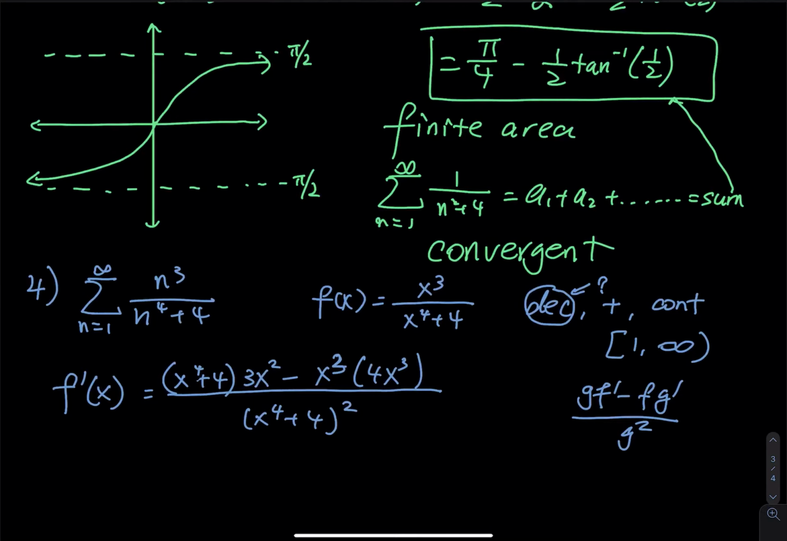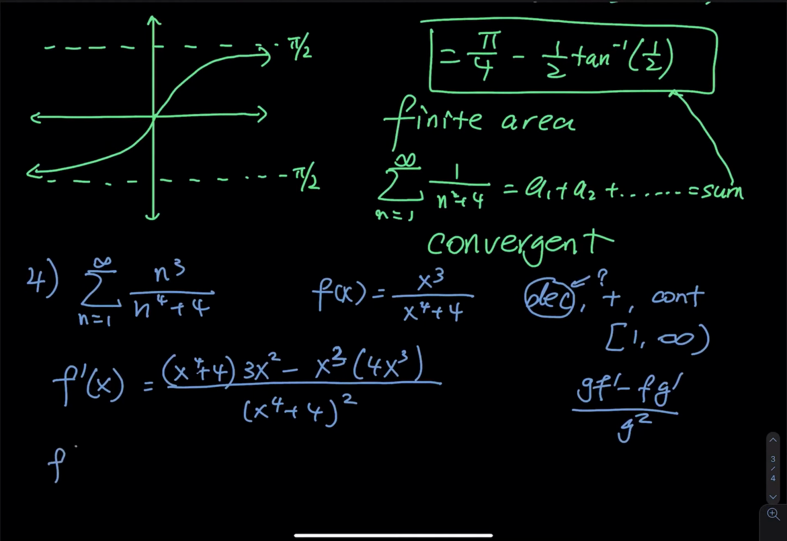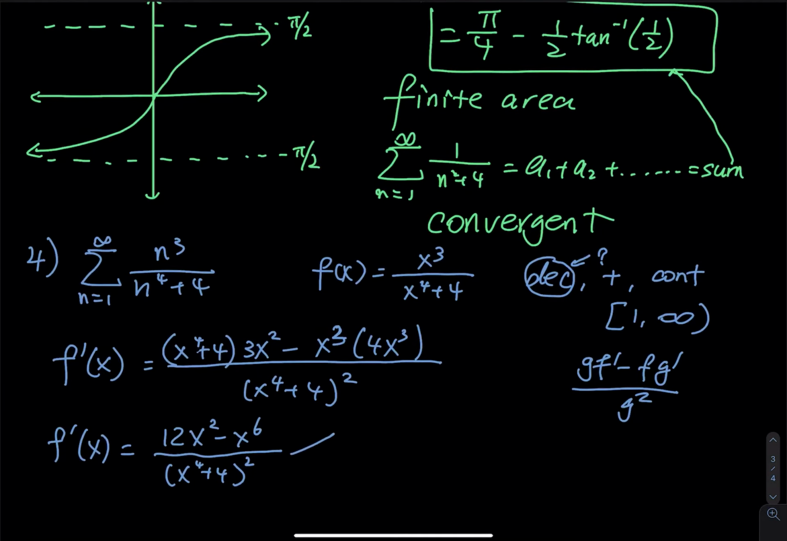And then what is that equal to? Open up the top, so that is equal to 12 squared minus x to the 6 divided by x to the 4 plus 4 squared. And then how do you show that this is a decreasing function? Decreasing function means you have to show that the slope is negative. So when the slope is negative, the function is decreasing, right? So you have to show that this is negative.